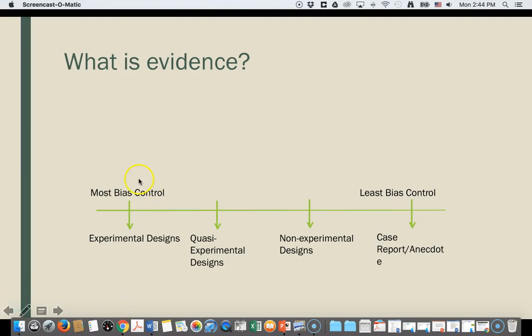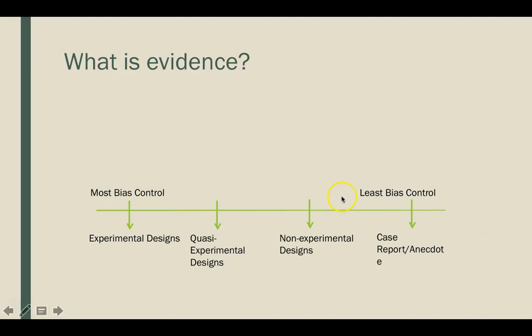And so usually the experimental designs have the most bias control. And then when we start to get down on the scale, we go to the least bias controls, which are things like case reports or anecdotal evidence. So, because I've seen it work with my patients in the past, things like that.